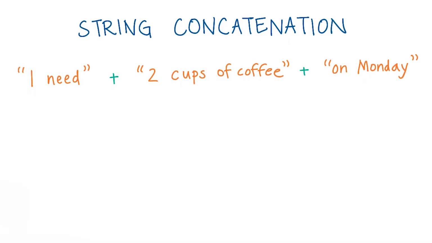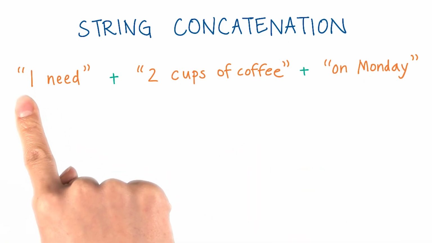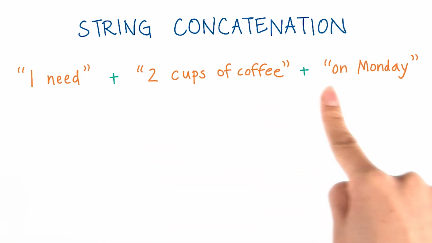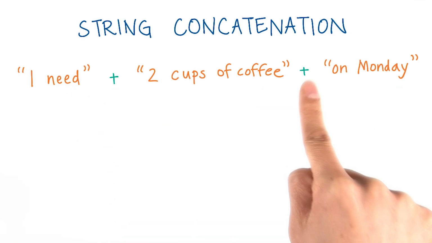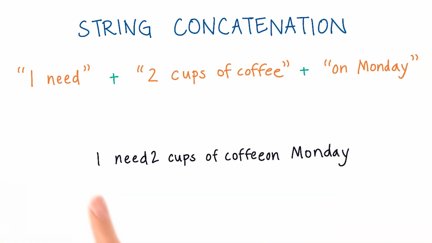Let's look at an example. Say I have 3 different strings. One string literal says I need, another string literal says 2 cups of coffee, and another string literal says on Monday. I can use the plus symbol to concatenate all these strings together. That forms a ginormous string that says I need 2 cups of coffee on Monday.